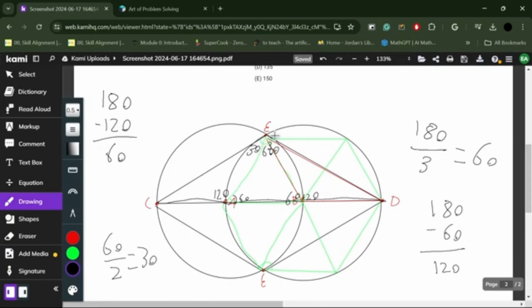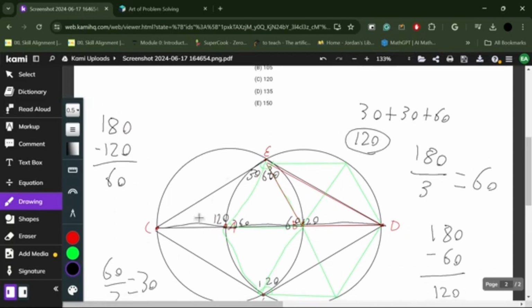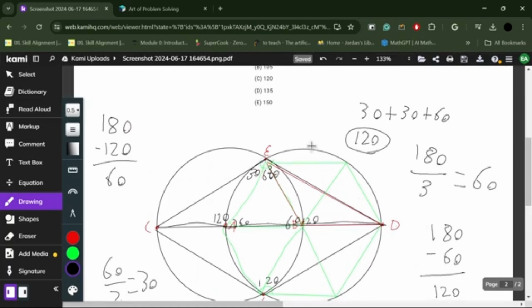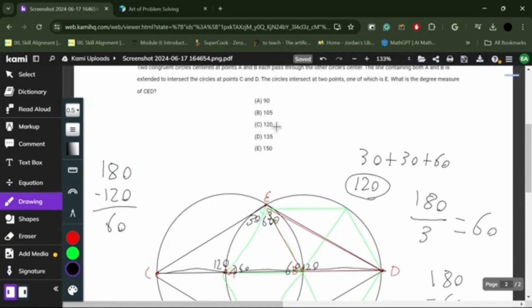So that means that this whole area is just the sum of these three angles. So you can do 30 plus 30 plus 60. That actually comes out to 120. Okay, that is our answer. Angle CED is equal to 120. So it's letter C.